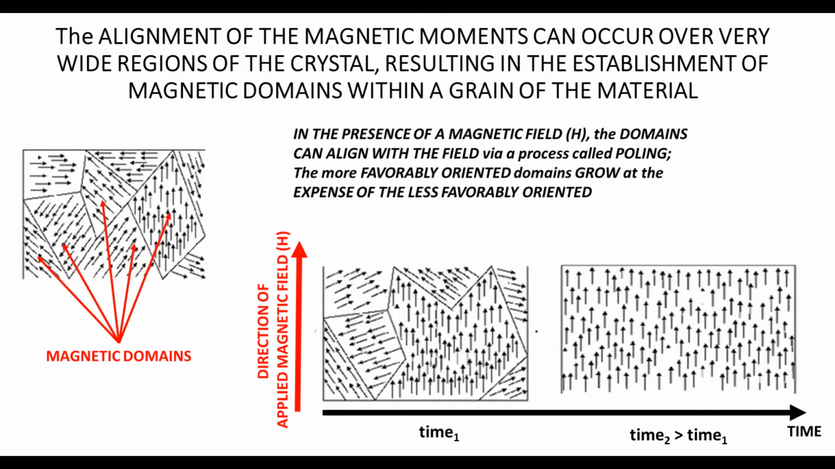The alignment of the magnetic moments can occur over very wide regions of the crystal, resulting in the establishment of magnetic domains within a grain of the material. In the presence of a magnetic field, the domains can align with the field by way of a process called poling. The more favorably oriented domains grow at the expense of the less favorably oriented domains. The more oriented domains align, the stronger is the magnetic character.